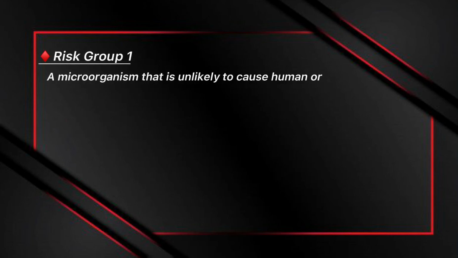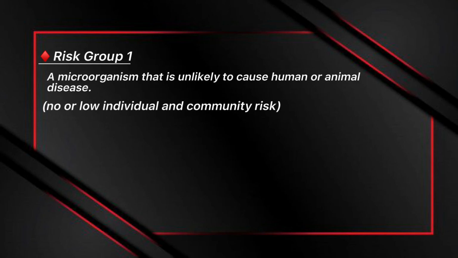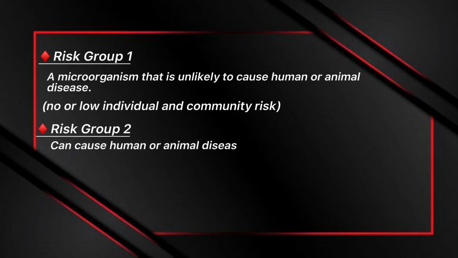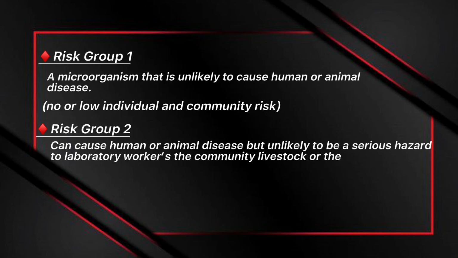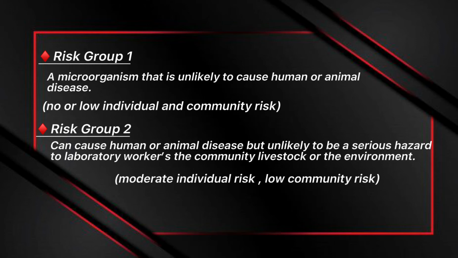Risk Group 1: a microorganism that is unlikely to cause human or animal disease. No or low individual and community risk. Risk Group 2: can cause human or animal disease but is unlikely to be a serious hazard to laboratory workers, the community, livestock, or the environment. Effective treatment and preventive measures are available. Risk of spread of infection is limited. Moderate individual risk, low community risk.